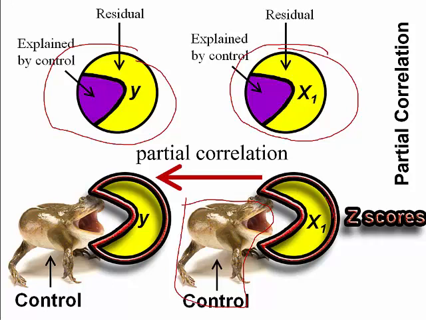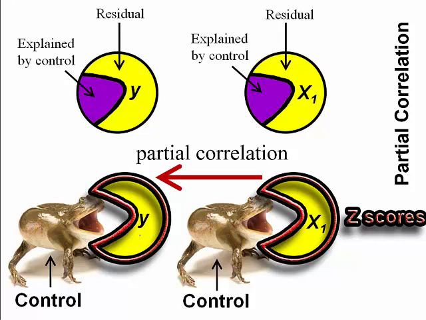And so now I've got the residual of x1, all that stuff on x1 that couldn't be explained by my control, and the residual of y, the stuff on y that couldn't be explained by the control. And so now everybody has a new score on x1, and everybody has a new score on y. I'm going to take everybody's new score on x1, that residual, that uniqueness score, your score on x1 that couldn't be explained by the control, and I'm going to turn that into z-scores.